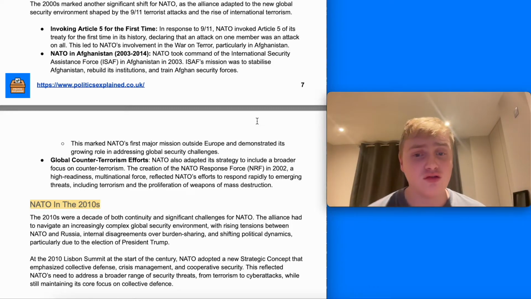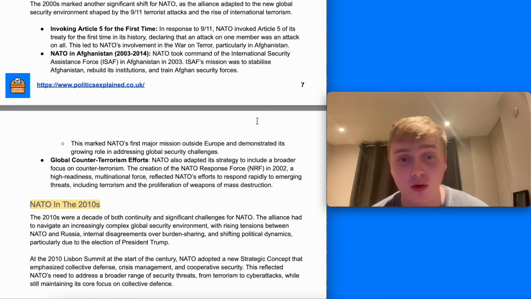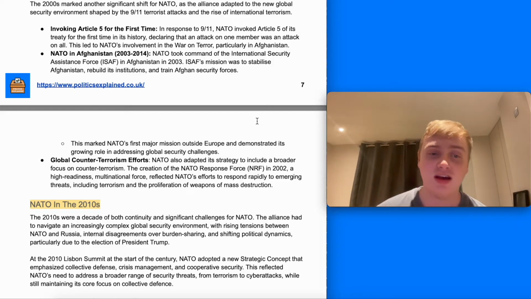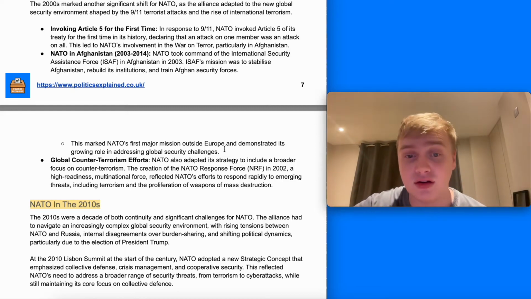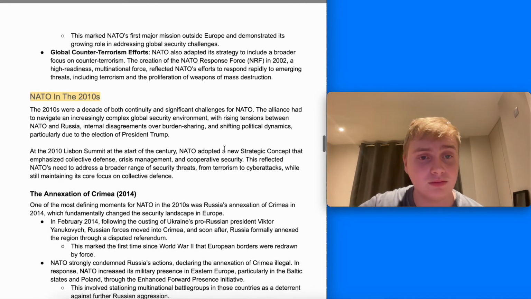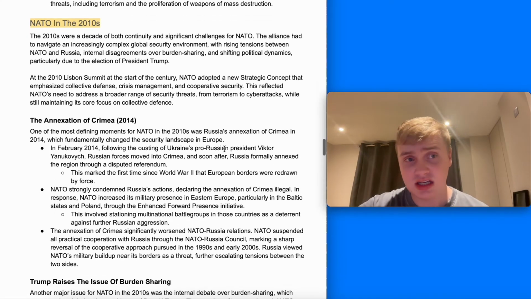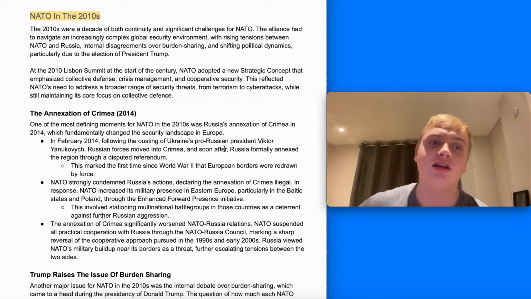It also adapted its strategy to include a broader focus on counterterrorism. It created the NATO Response Force in 2002, which sought to make sure that NATO was ready to respond to rapidly emerging threats such as terrorism and the proliferation of weapons of mass destruction. So that was the 1990s and early 2000s.